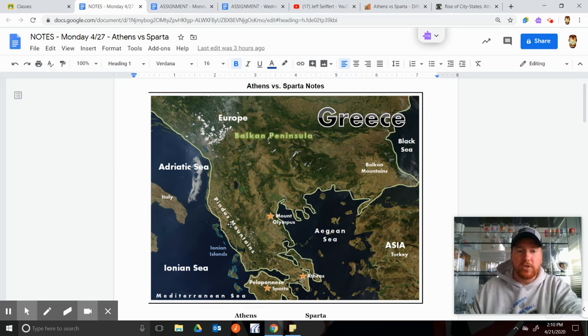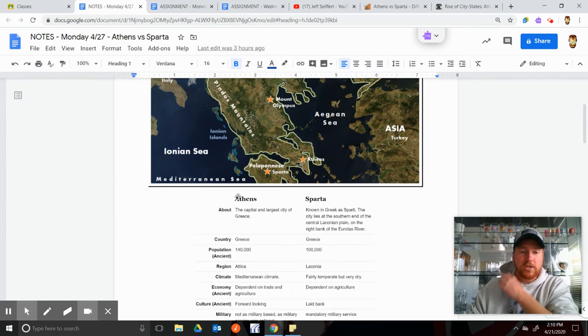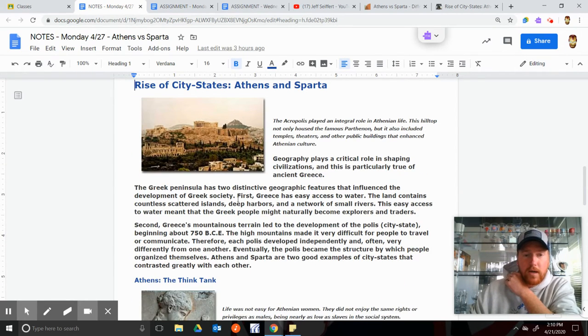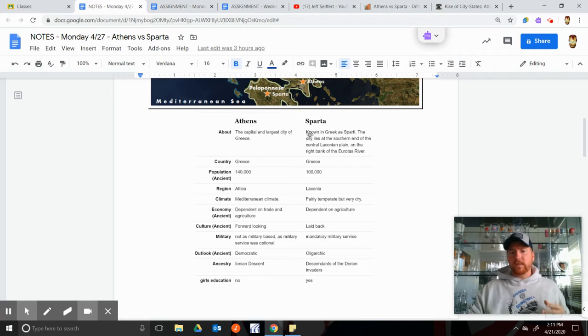I did just want you to see the geography, and that geography is actually discussed more in the first section where it says the rise of city-states, Athens and Sparta. This is where you'll find a lot of the information about the geography. So again, what we're going to be doing today is comparing and contrasting the Athenians and the Spartans.